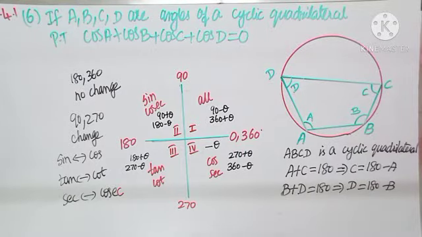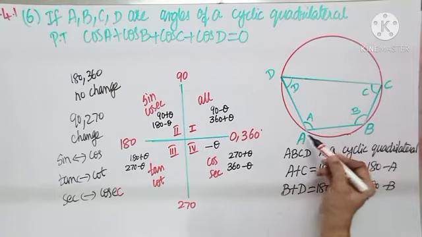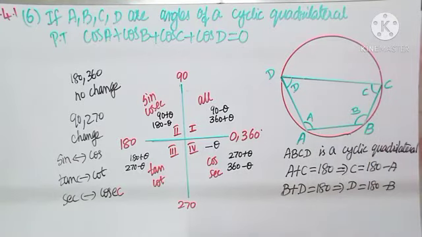Exercise 4.1, question number 6. If A, B, C, D are angles of a cyclic quadrilateral, prove that cos A plus cos B plus cos C plus cos D equals 0. We have a cyclic quadrilateral here. What do we see from the diagram?